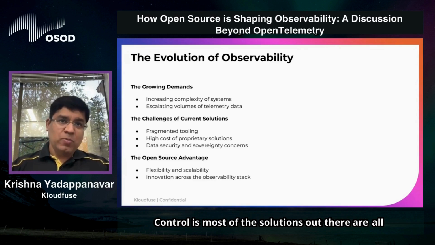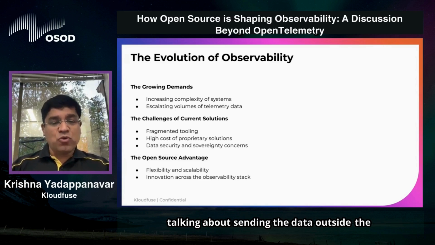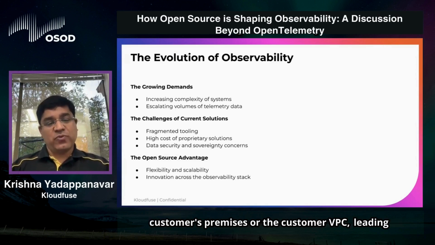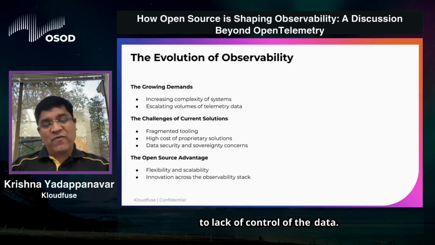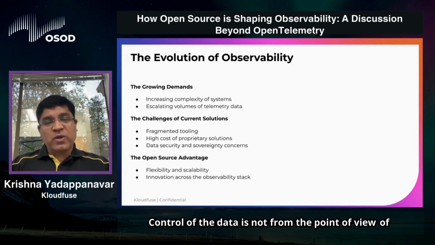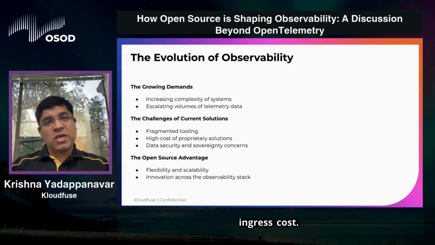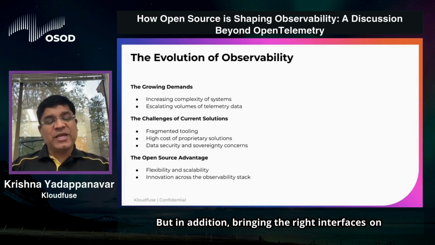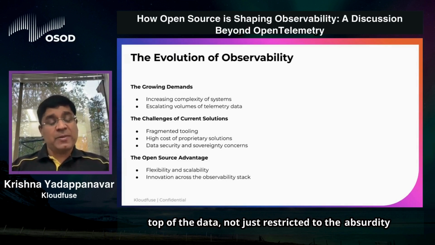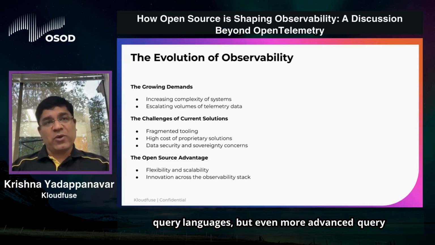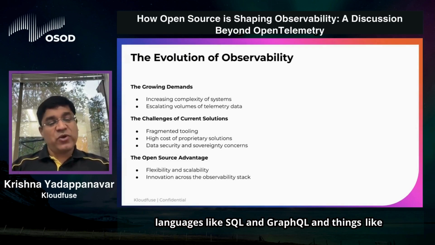Control is that most of the solutions out there are all talking about sending the data outside the customer's premises or the customer VPC, leading to lack of control of the data. Control of the data is not from the point of view of security or compliance or egress or ingress cost, but in addition, bringing the right open source interfaces on top of the data, not just restricted to the Observability query languages, but even more advanced query languages like SQL and GraphQL and things like that.